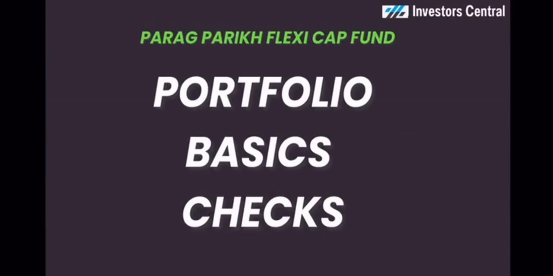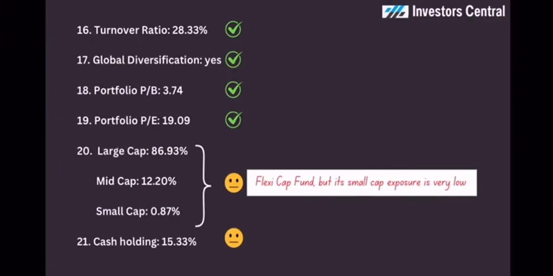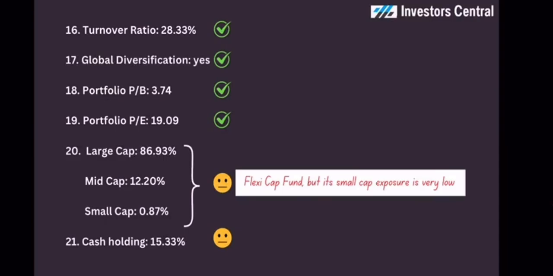Coming to the portfolio basic checks for this fund, turnover ratio of this fund is only 28.33%, which is extremely good. Means there is low churning in this fund. Global diversification is available. This fund has investment of stocks in USA and Japan as well. Coming to the portfolio price to book value, the ratio is 3.74. So 3.74 is the extra amount we are paying than the book value of the companies invested in this fund.